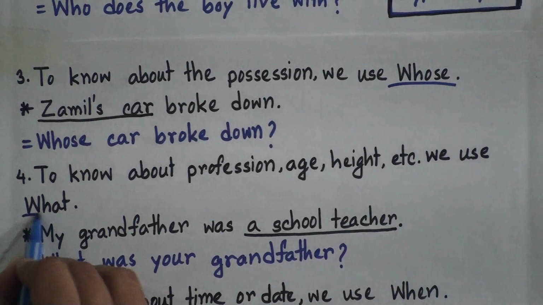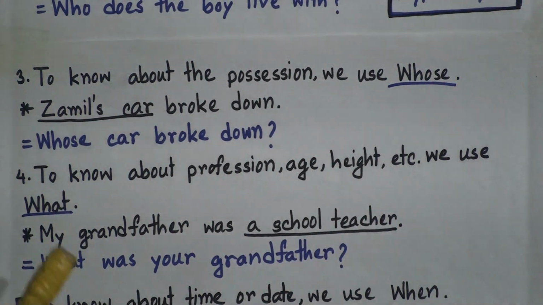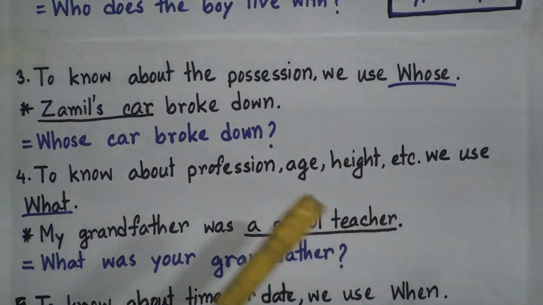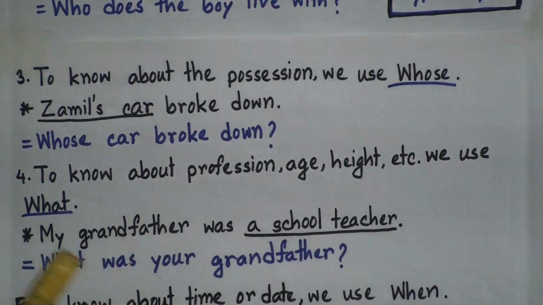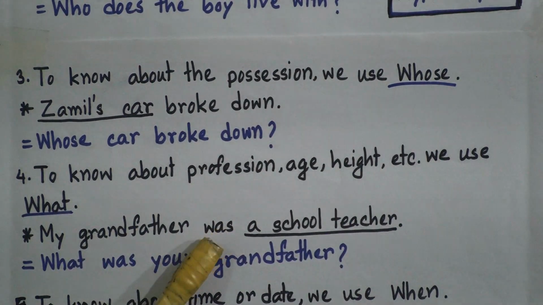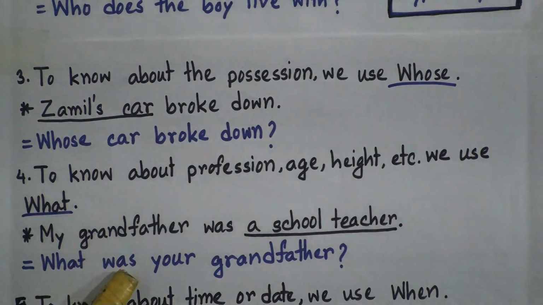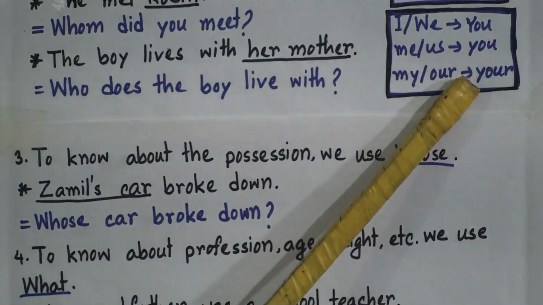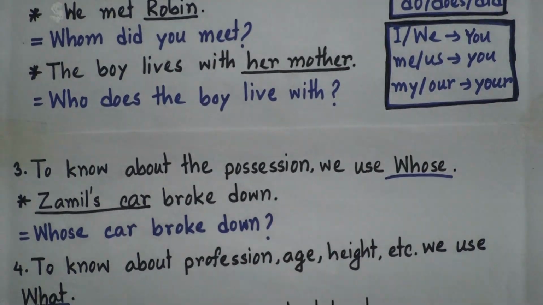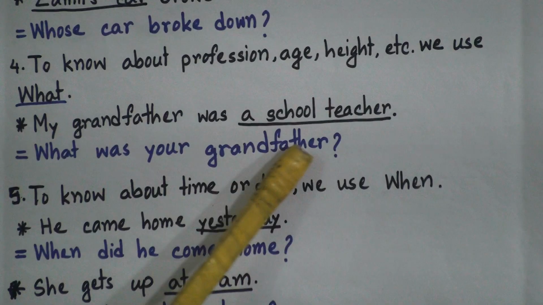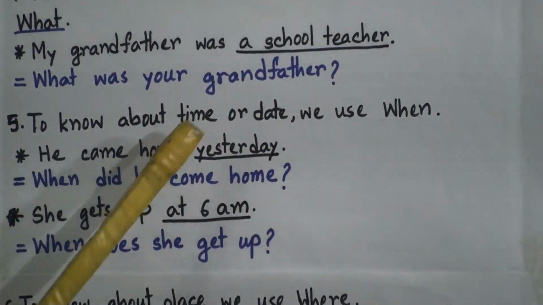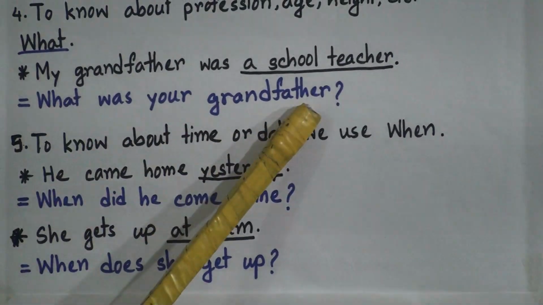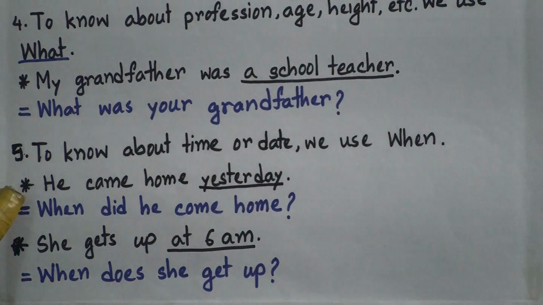So our WH question is what in this case. Now look, my grandfather was a school teacher. So this is the profession of my grandfather. So we will start our question with what, and there is the auxiliary verb was. So we will write here was after the WH word. What was. Now my will be your. I have told you. Now look at this box. My or our will change into your. So what was your grandfather? Now the rest of the sentence. What was your grandfather? Now we will go to our next rule, number 5.